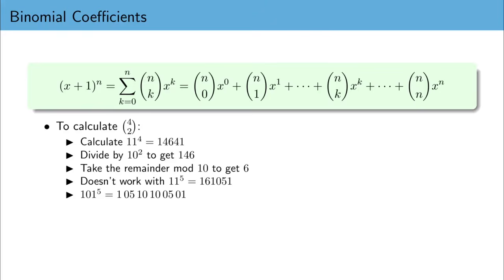And luckily, we have access to some pretty big functions to produce large enough bases. So let's do this properly. If we want to calculate n choose k, we calculate x plus 1 to the n, integer divided by x to the k, and take the remainder mod x for large enough x. And in this case, x equals 2 to the n is large enough.